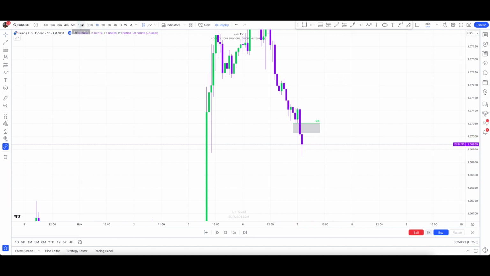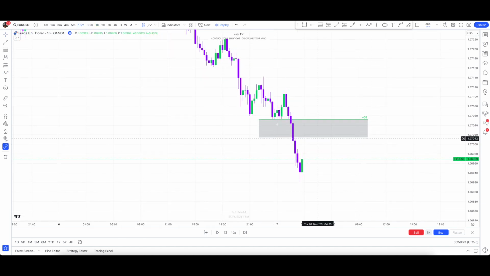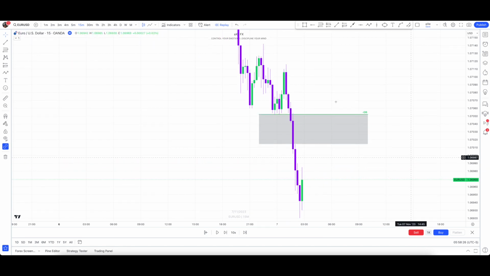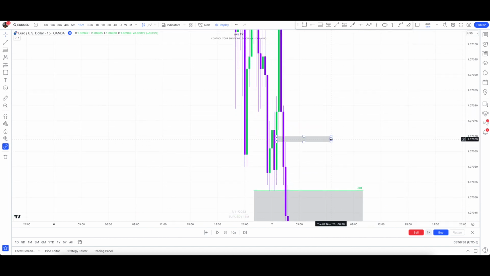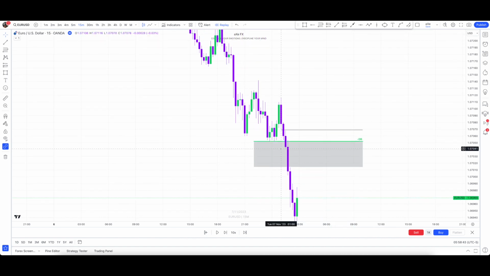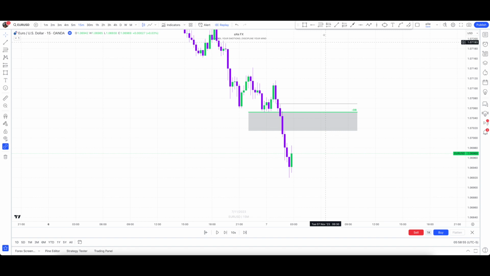So after this I just scale down. 15 minutes supports the idea. 15 minutes has a tiny fair value gap here that doesn't have to be fulfilled necessarily, but it's there. And for the sake of simplicity, we'll just mark it. Okay, and then this is a fair value gap. This is an order block, a 15-minute order block, but I like to take the two candles. That would be like the 1 hour order block. It's more or less the same thing, etc.